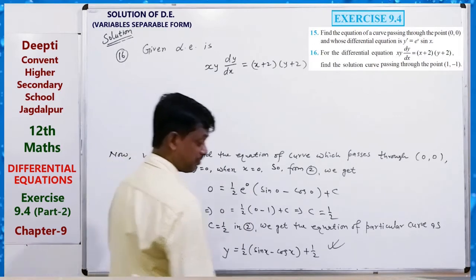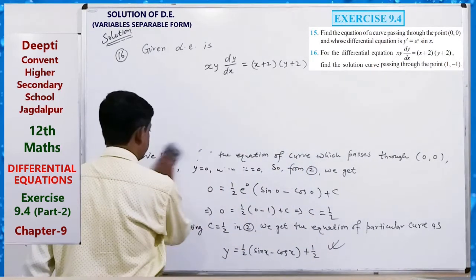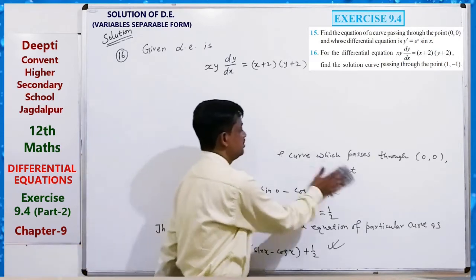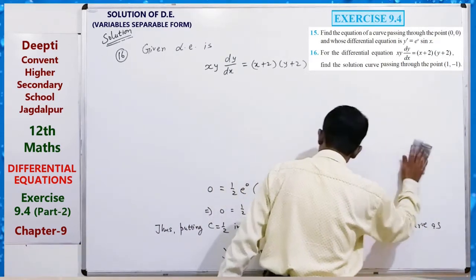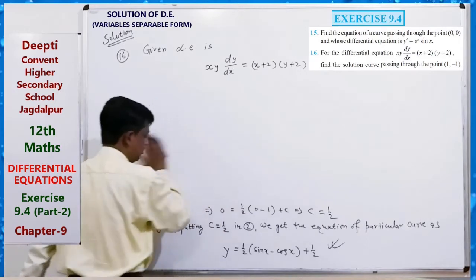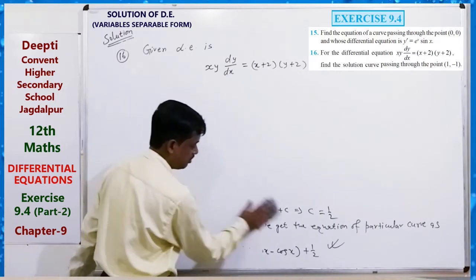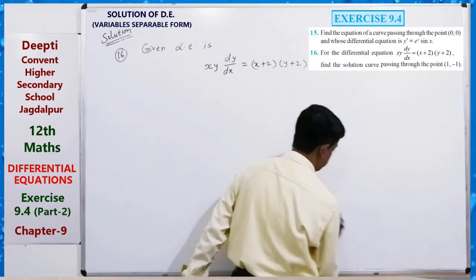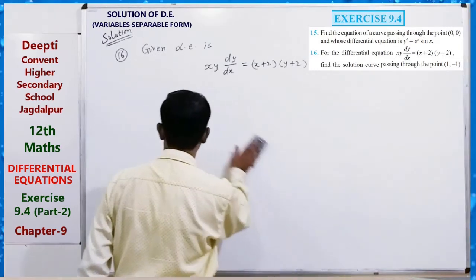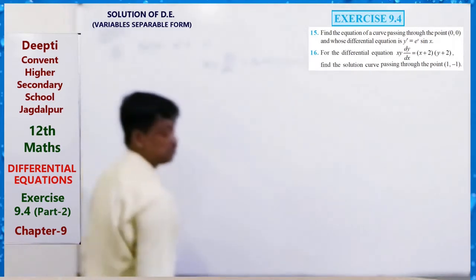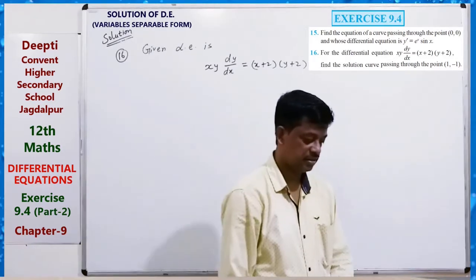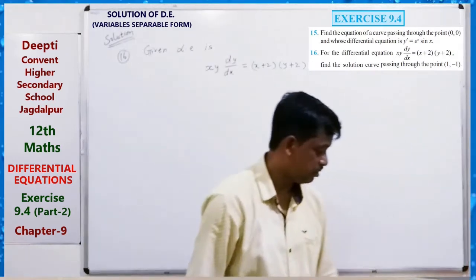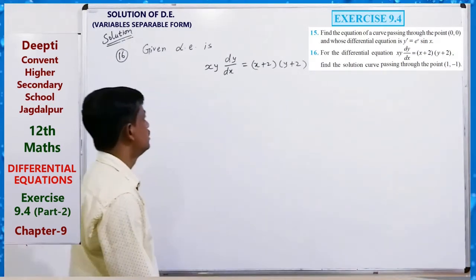So here (1, -1) means y equals -1 and x equals 1. By using that condition, we have to find the constant. First of all, we have to find the general solution. Then from that general solution we can get the particular solution for the curve.